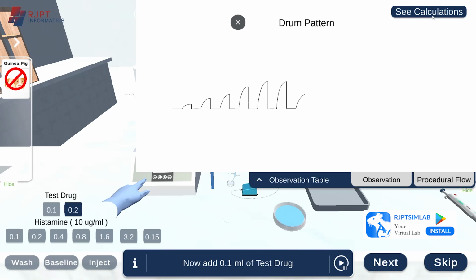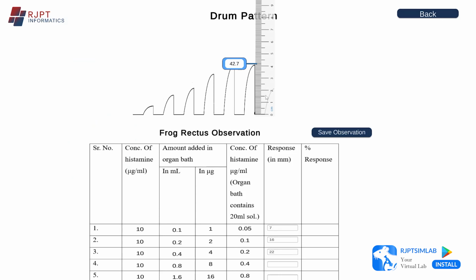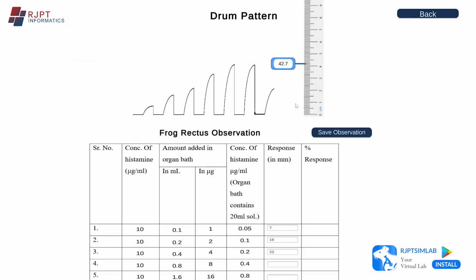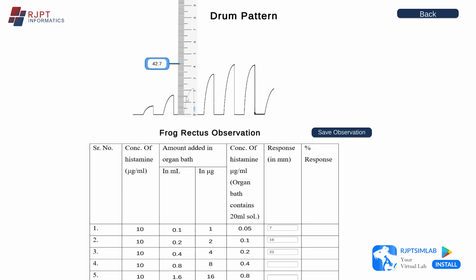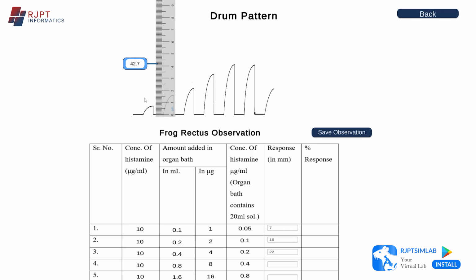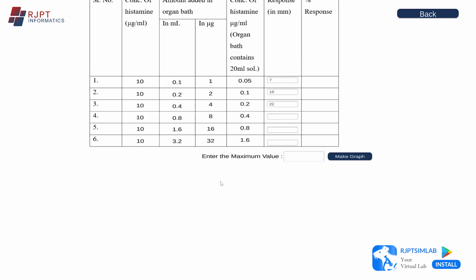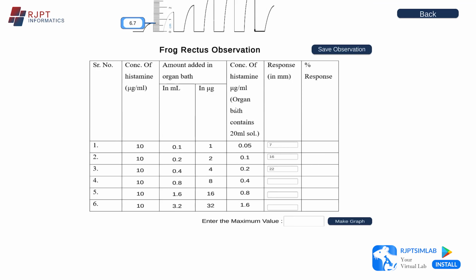Here we can see the calculation part. As we can see, this is the graph drawn, and here we have a scale through which we can record and measure the height of the graph. And here we have the observation table of the histamine for this experiment.